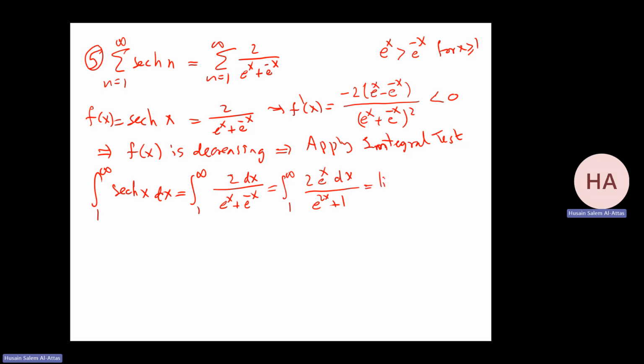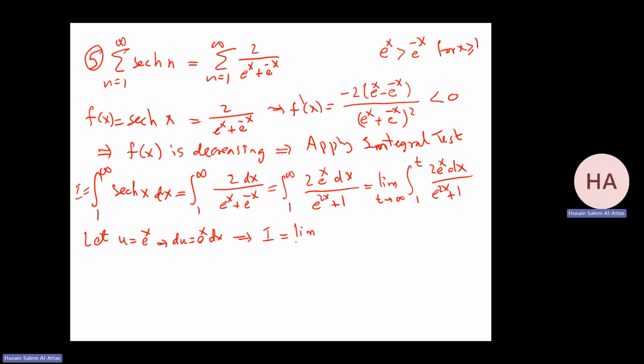Now, this is the limit as t goes to infinity, from 1 to t, of 2 e to the power x dx over e to the power 2x plus 1. So I let u equal e to the power x, so du is e to the power x dx. So this integral, call it I.